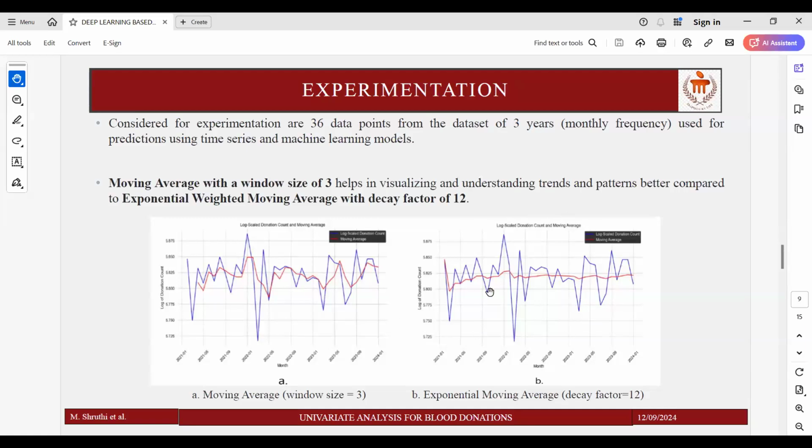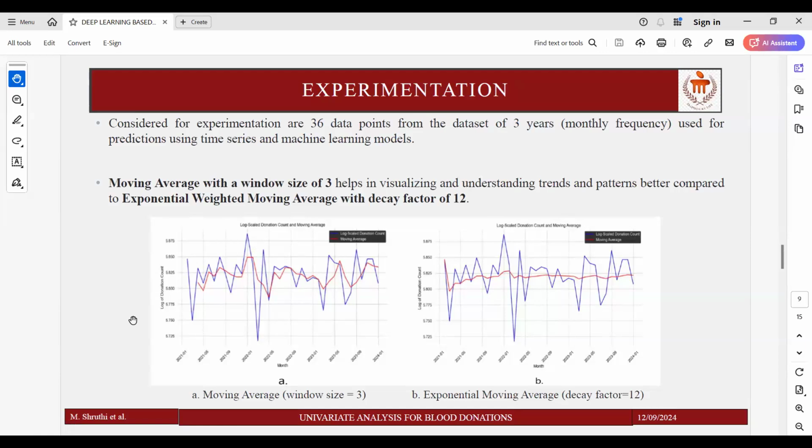The exponential weighted moving average was used with a decay factor of 12. So different weights will be given to the previous 12 months, based on which the predictions are going to be made. And the data was log scaled in order to have smooth variance in the data distribution.